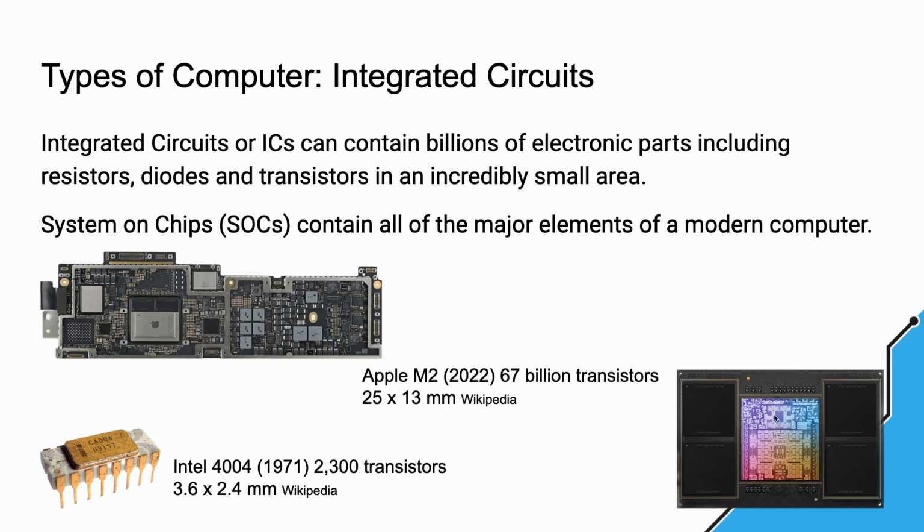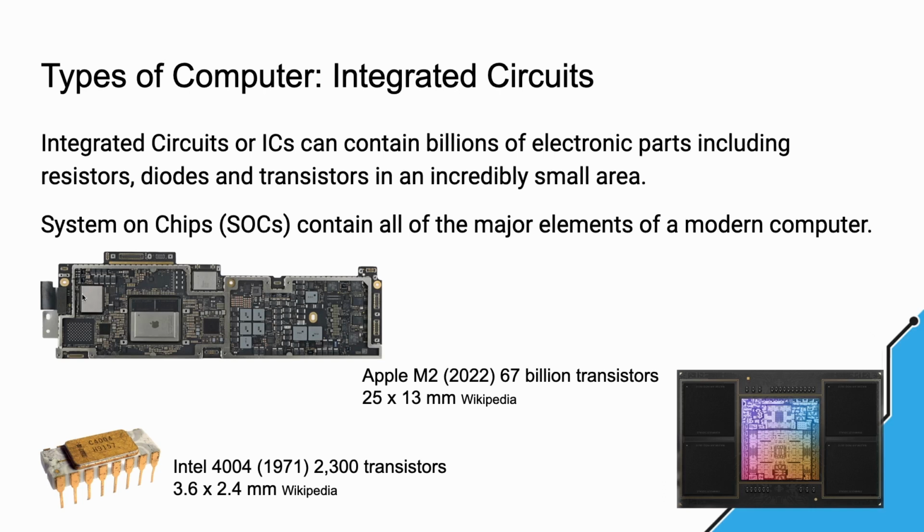If we then go over to the right-hand side to 2022, this is the Apple M2 CPU, and it contains 67 billion transistors. And all computers have a thing called a motherboard, and that's what this is. This is the motherboard of an Apple M2 MacBook Air. And this is the CPU in here. And these other boxes are all integrated circuits that contain millions, and in some cases billions, of transistors.